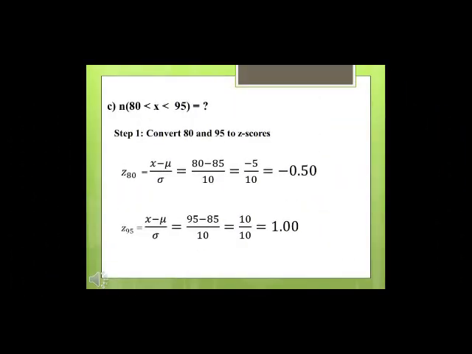Now, let's solve letter C. We are asked to find the number of students who are expected to score between 80 and 95. As stated, it is the number of students, not the proportion. First, let's convert 80 and 95 to standard scores. As shown in the current slide, score 80 is converted to z equals minus 0.50. Likewise, score 95 is converted to 1.00.